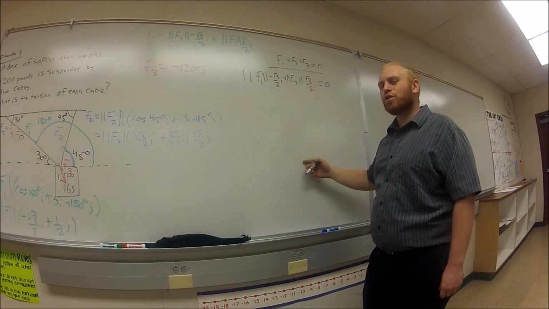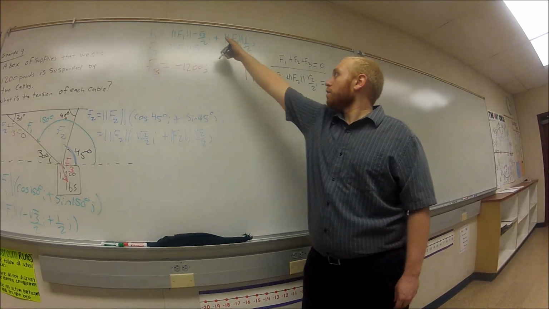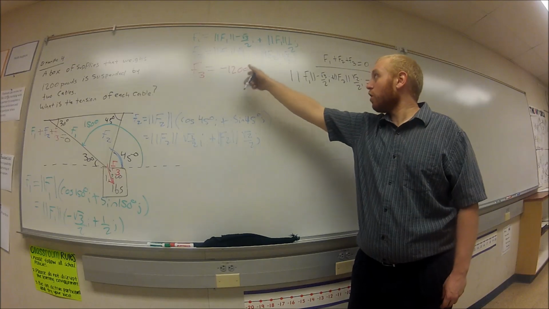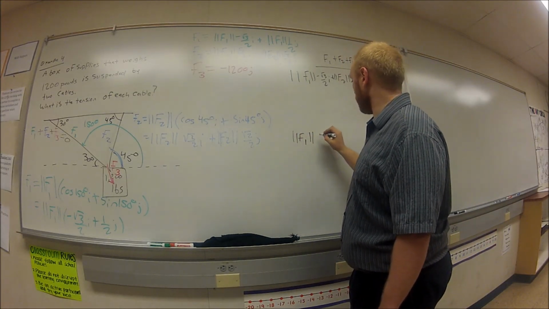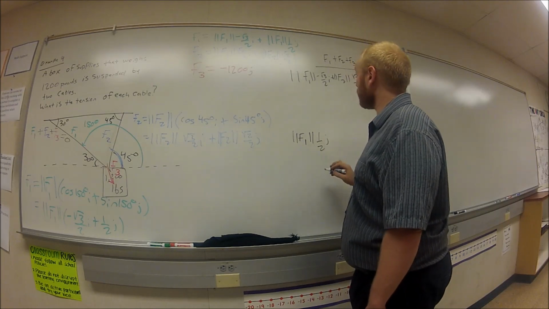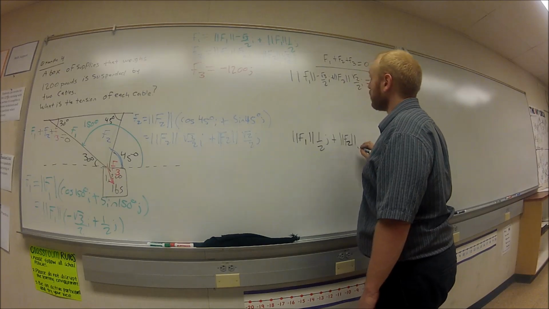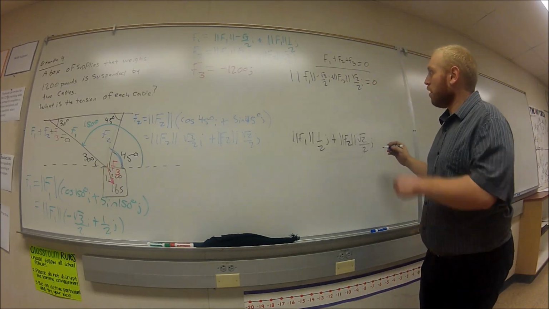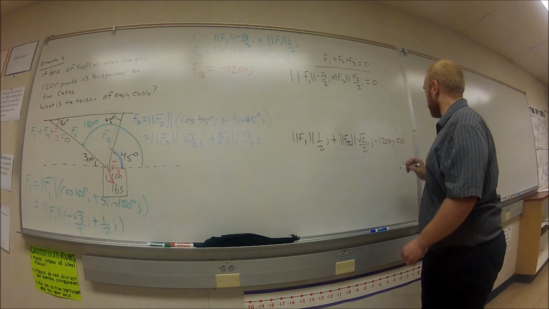Well, let's look at the j component really quick, and we'll come back to this. For the j component, that has a j, this has a j, and that has a j. So let's add it all up. Force 1 times 1 half j plus magnitude of force 2 times root 2 over 2 j minus 1200 j has to equal 0.